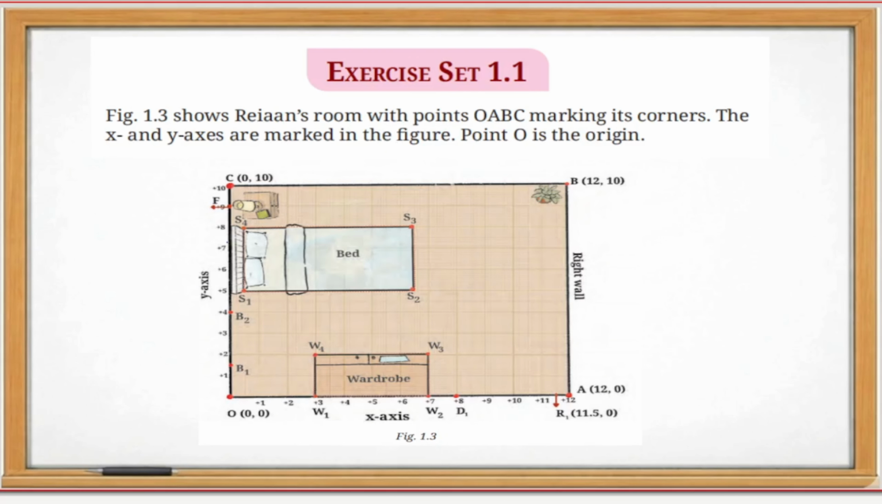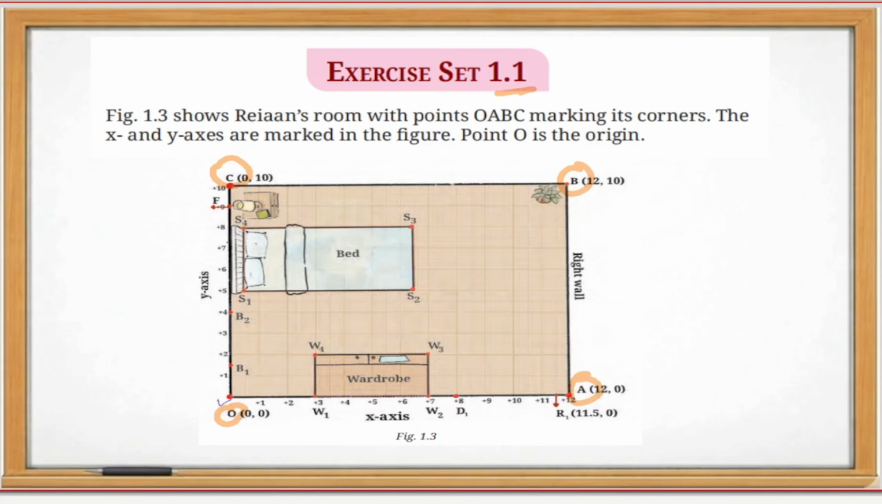Exercise set 1.1. Here figure 1.3 shows Rian's room with points O, A, B, C. With points O, A, B, C, the x and y axes are marked in the figure. Point O is the origin.